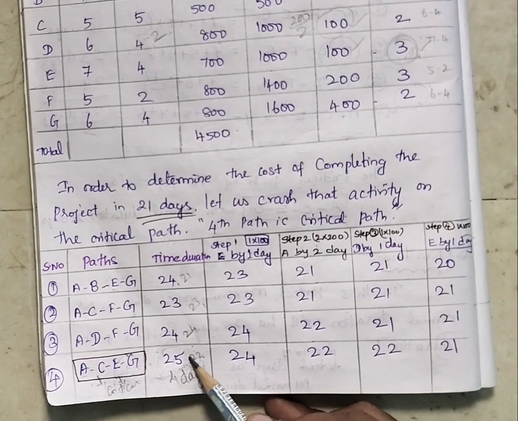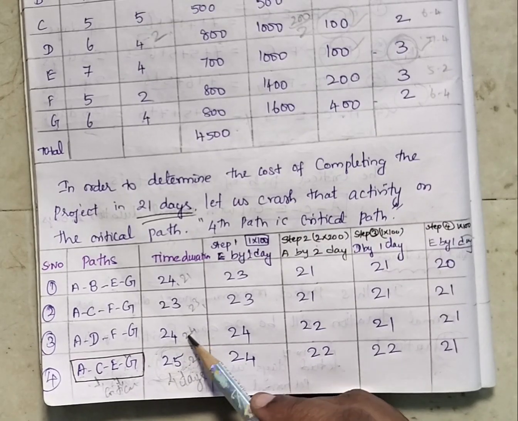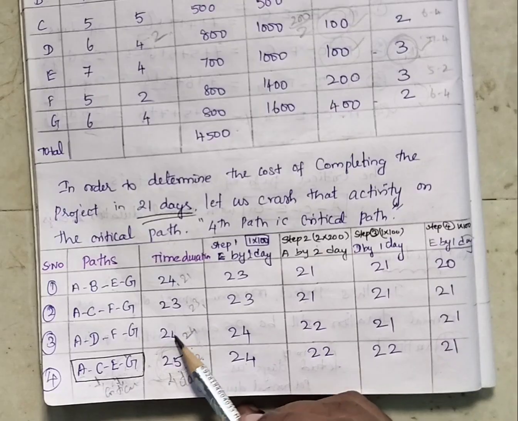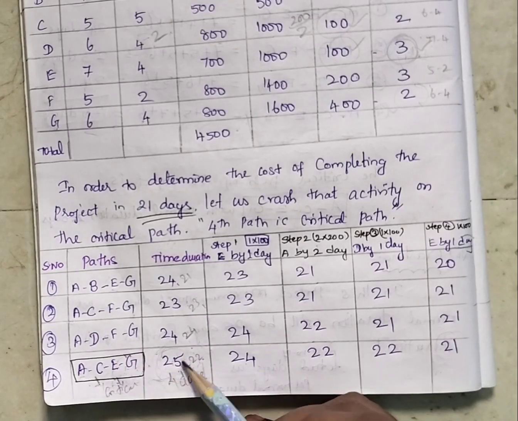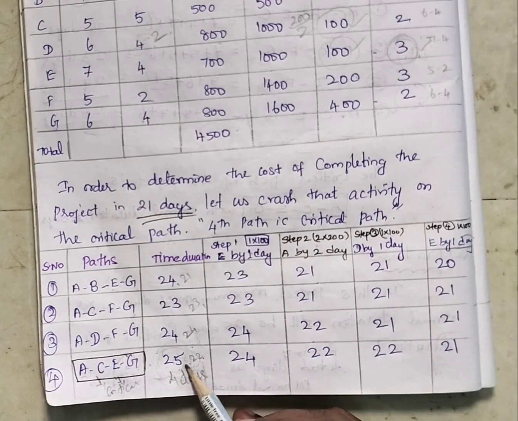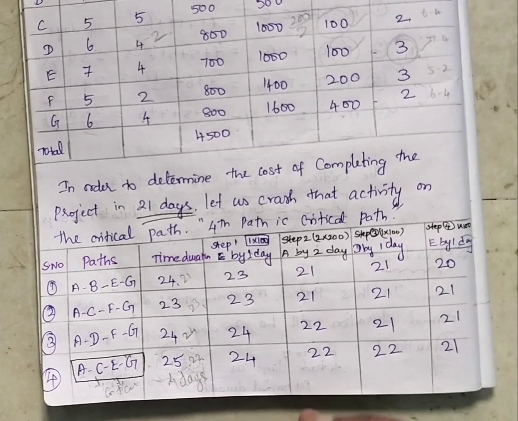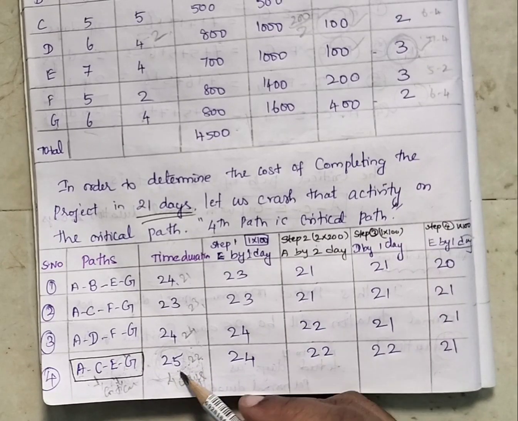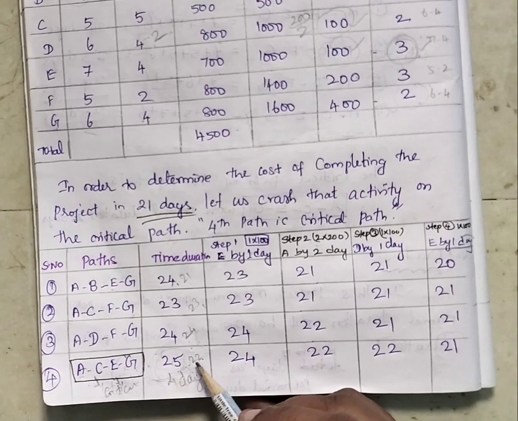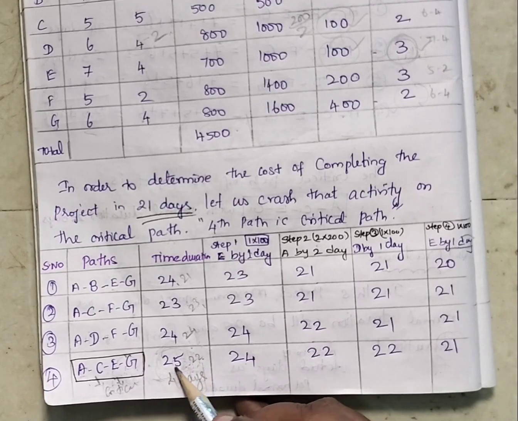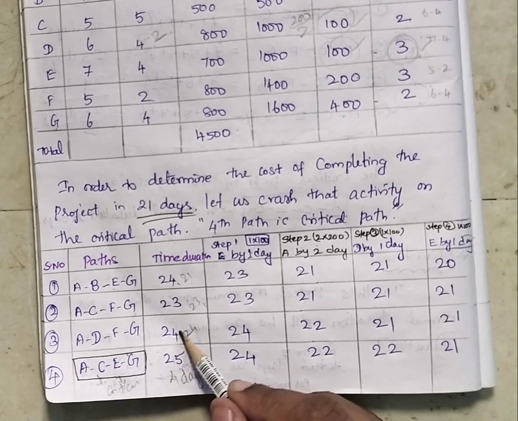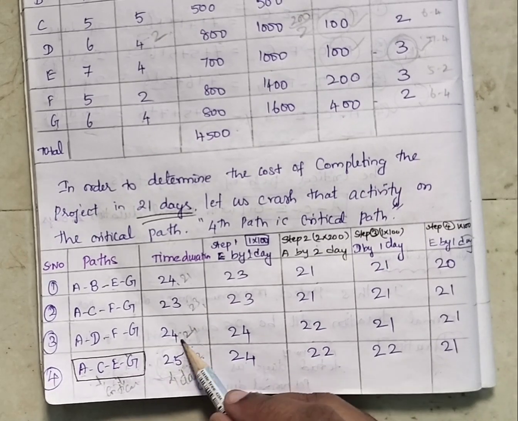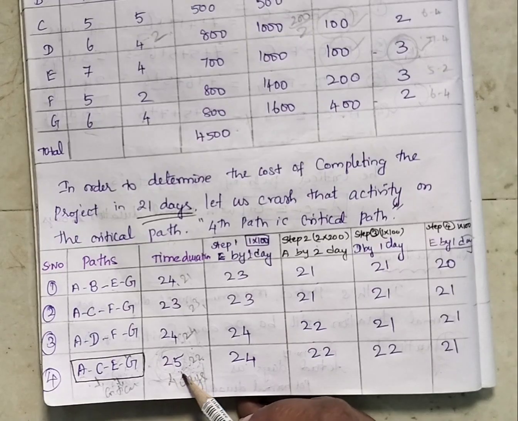If you reduce all 3 days of E from this, it will change into 22 days. But then the third and second paths have a longer duration than this critical path, so this path's criticality is lost. That should not happen. If you reduce 2 days, here it will become 23, but here it will be 24. So it will be more than this, and the critical path status is lost.